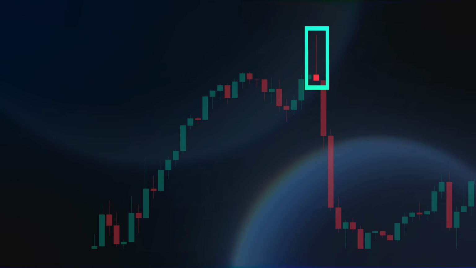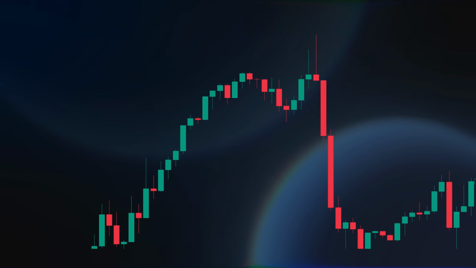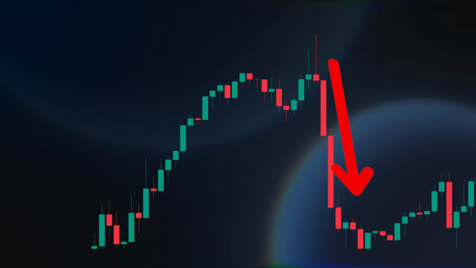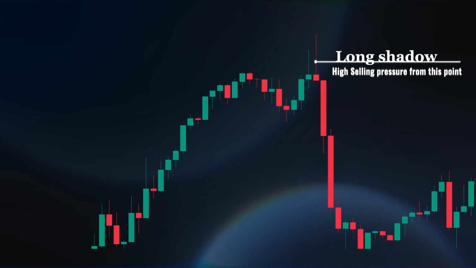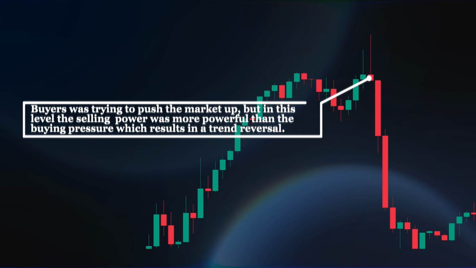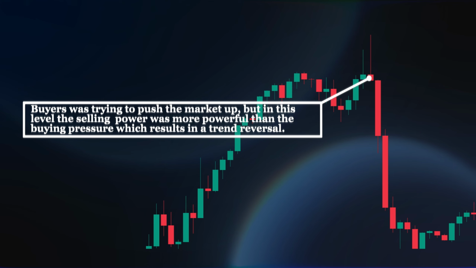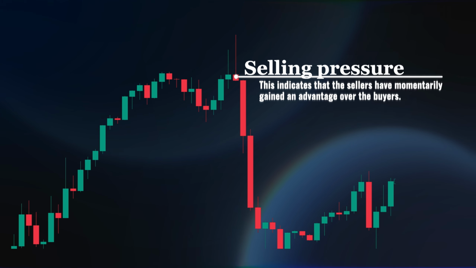As you can see here, a nice shooting star at the end of an uptrend. The formation of this pattern indicates the end of the uptrend move and the beginning of a new downtrend. This long shadow represents the high selling pressure from this point. Buyers were trying to push the market up, but at this level the selling power was more powerful than the buying pressure, which results in a trend reversal. This indicates that the sellers have momentarily gained an advantage over the buyers.